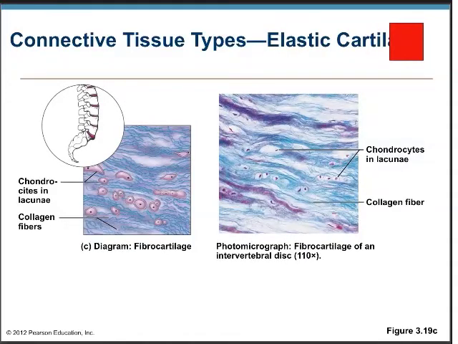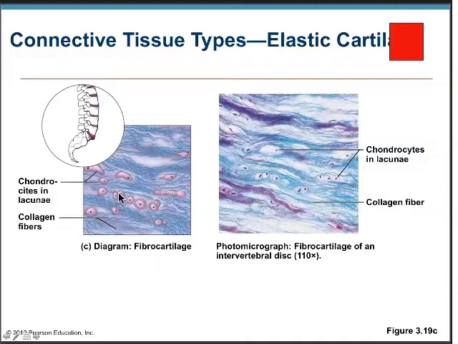Another type of connective tissue is called elastic cartilage. Okay? It provides the ability to stretch, and it's found in the external ear. Fibrocartilage is highly compressible, and it's found in cushion-like discs between the vertebrae, okay, called intervertebral discs.